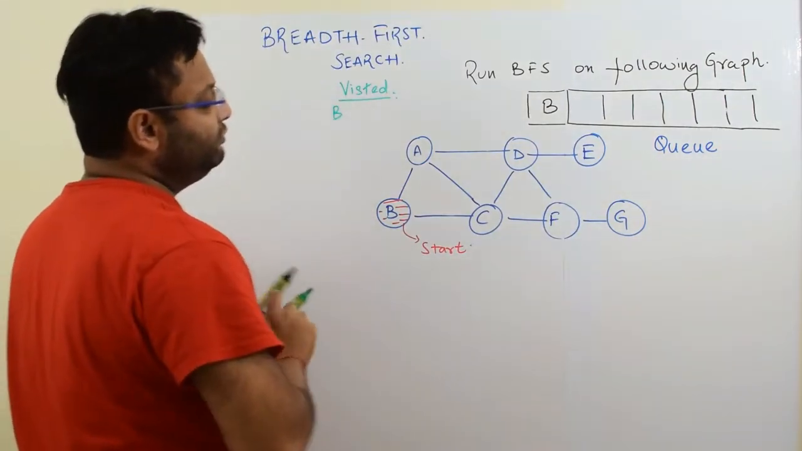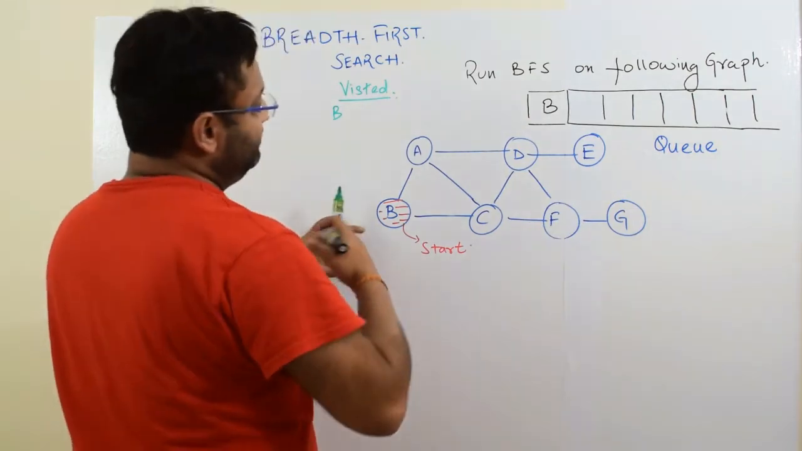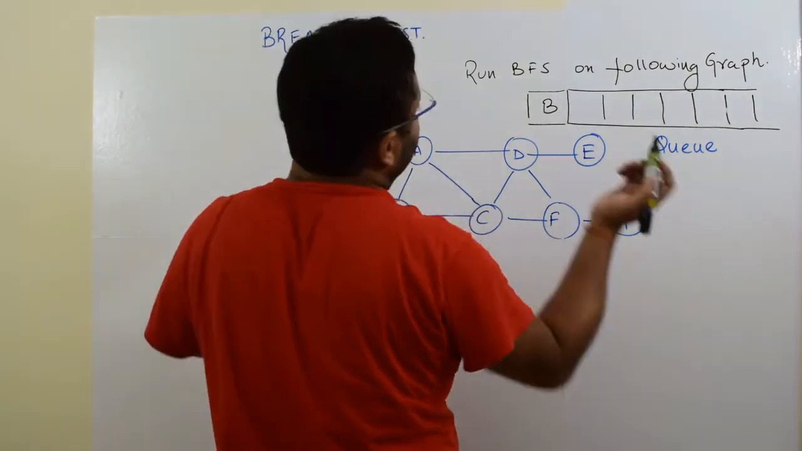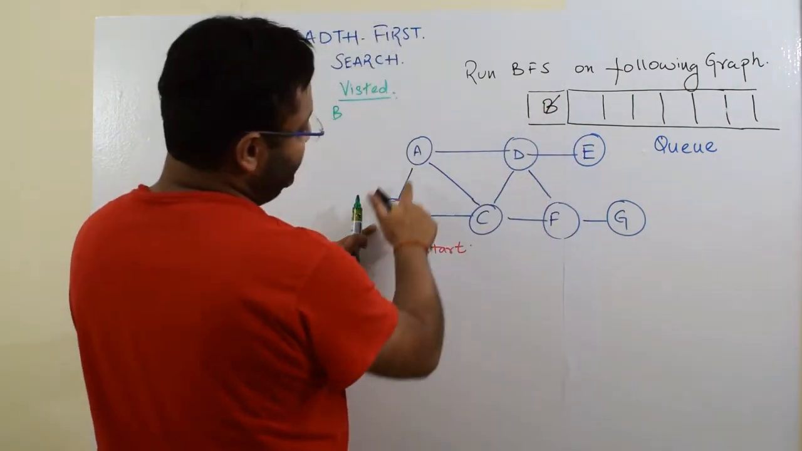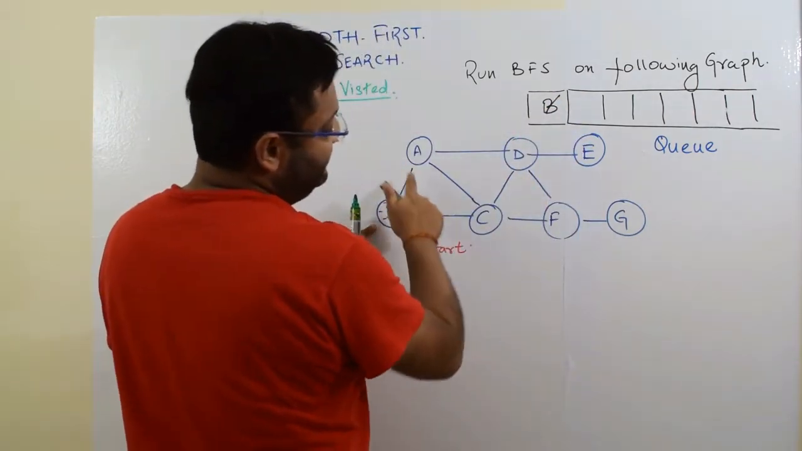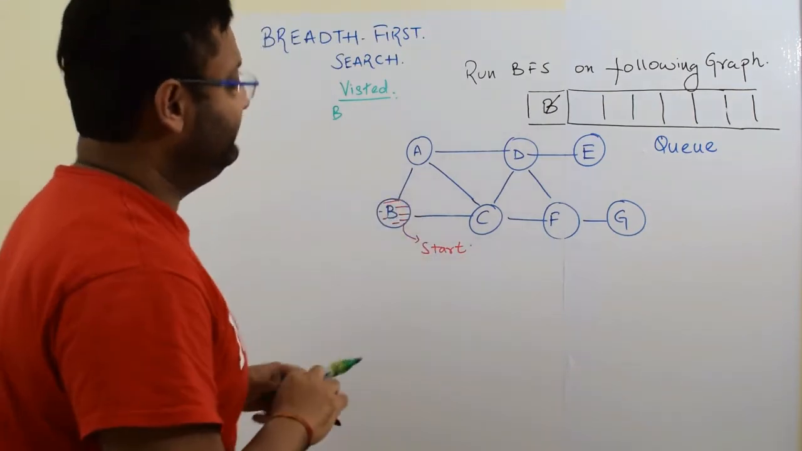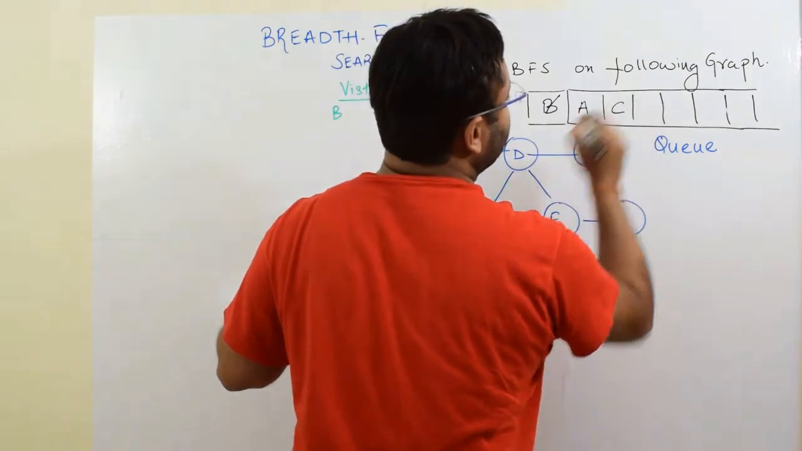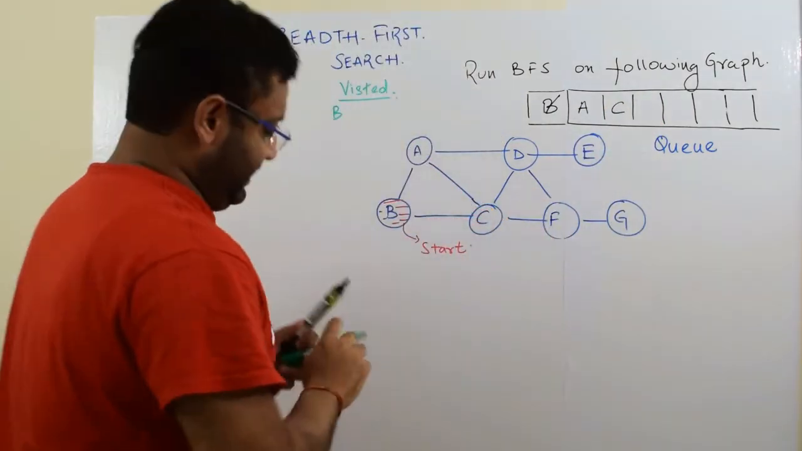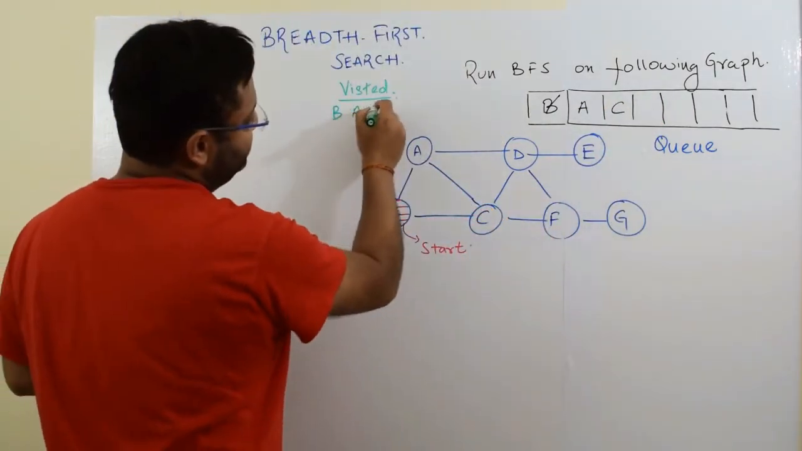Now what we need to do? We need to pull something out, DQ from Q. So what element can we DQ? Only B. B we have taken out. Now see the neighbors of B which have not yet been visited. So what are they? A and C. So I'll push A and C into the Q and simultaneously mark them as visited.